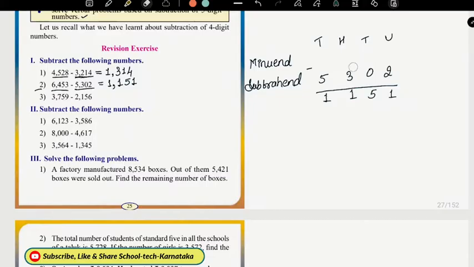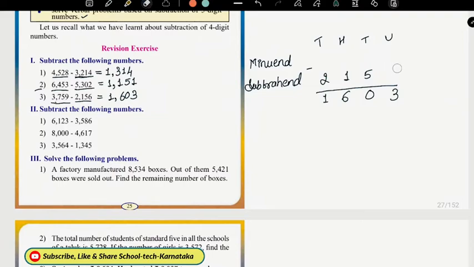Now for our next given set of numbers, we have minuend 3759, and our subtrahend is 2156. Start from the units place. 9 minus 6 is 3. 5 minus 5 is 0, 7 minus 1 is 6, and 3 minus 2 is 1. So our answer is 1603.